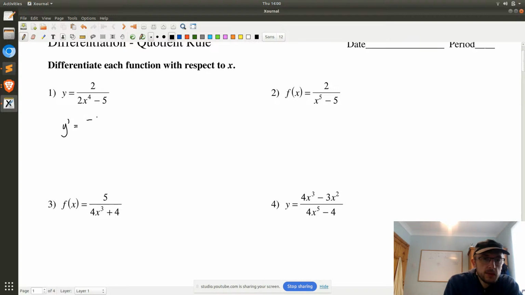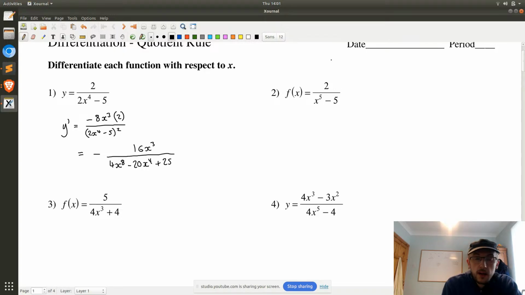I get 8x cubed times 2, all over that squared, which is that, I believe.